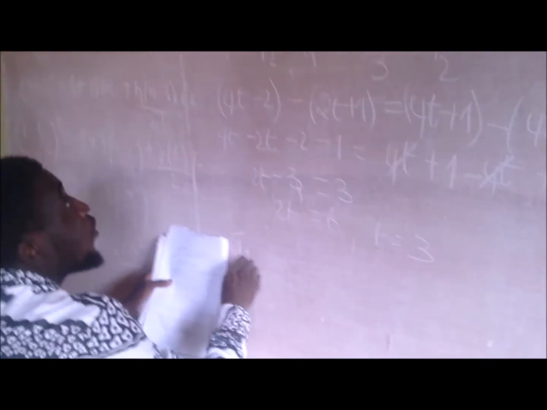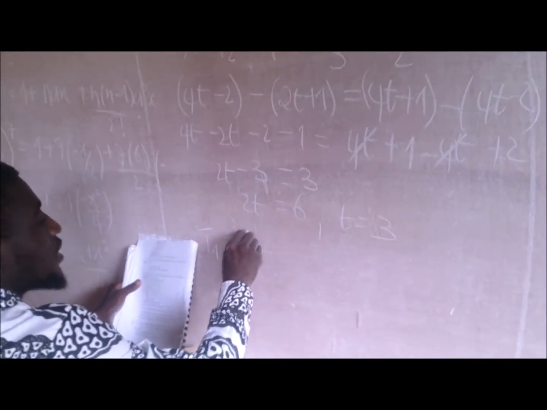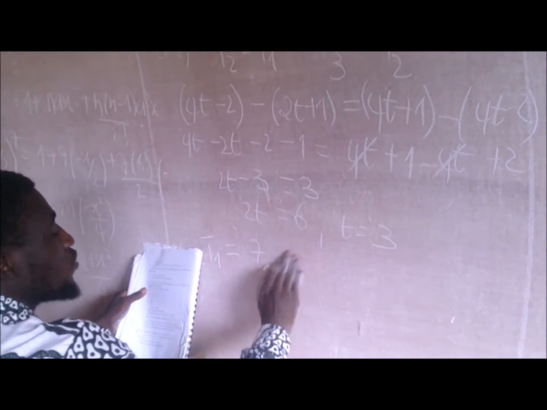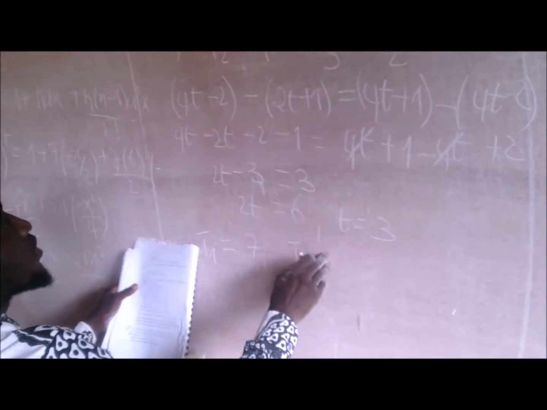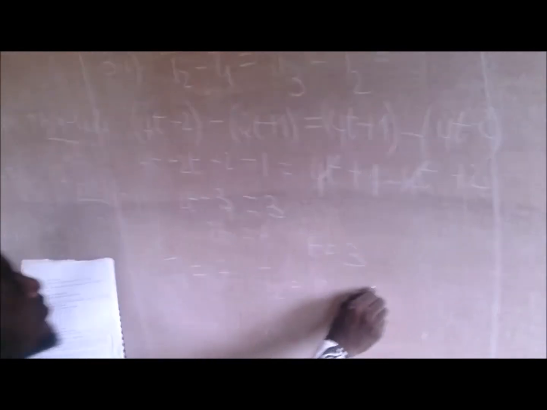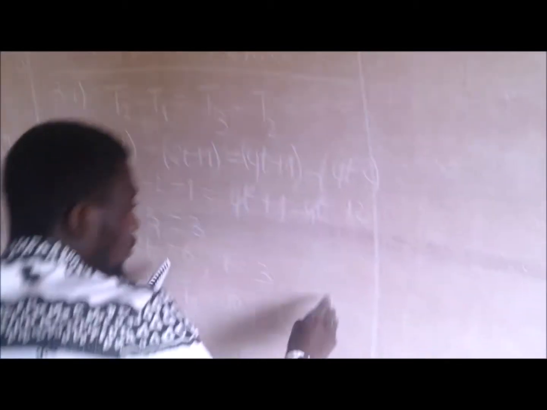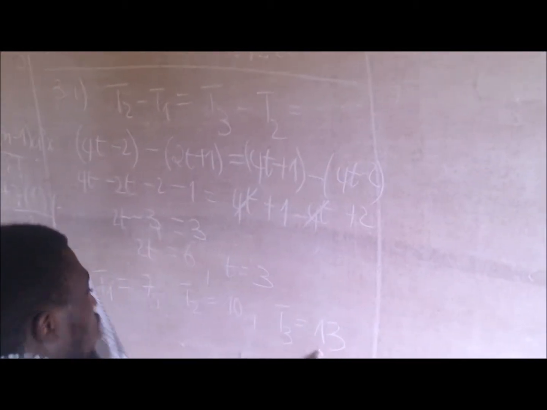Now we're being asked to find the sum of the first 10 terms. First of all, the value of t equal to 3 means the first term t1 becomes 7. The second term t2 becomes 10, and then the third term t3 becomes 13.